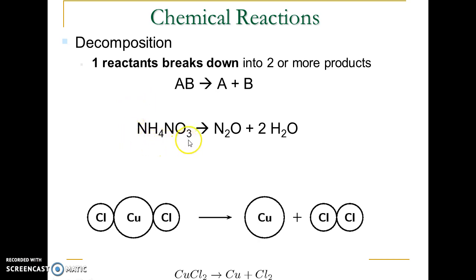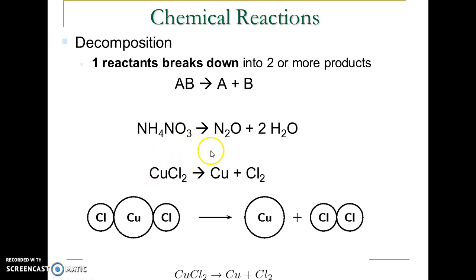Here we have 1 large reactant. We have ammonium nitrate. I know that this is 1 reactant because there are no plus signs. Ammonium nitrate will decompose or break down to yield dinitrogen monoxide and water. Our atoms are rearranging, but we still only have 2 products. I know that I have 2 products because I have 1 plus sign. So dinitrogen monoxide is 1 product and water is 1 product.